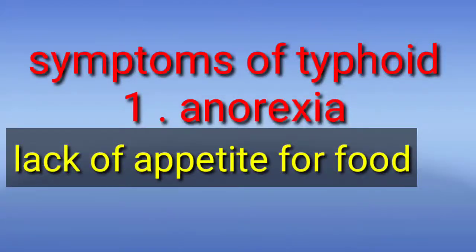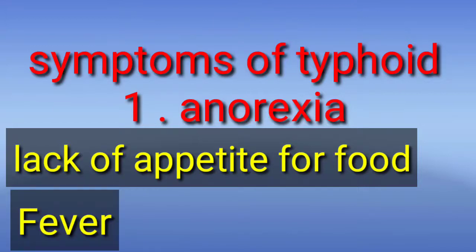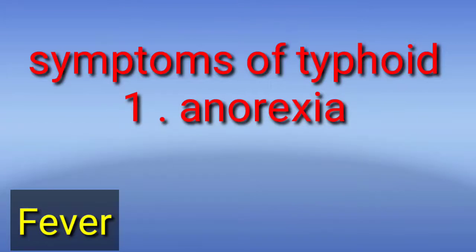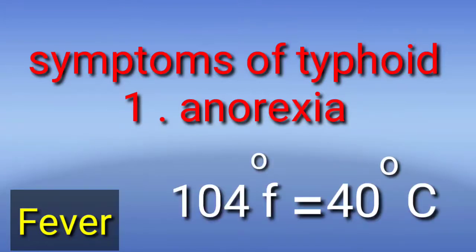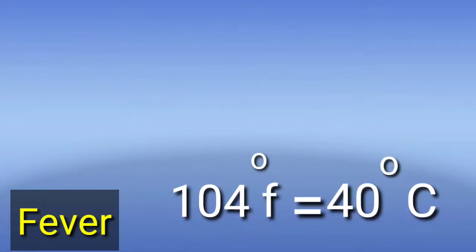Dear friends, again I am going to tell you the symptoms of typhoid. The first symptom is anorexia. एनोरेक्सिया का मतलब ये होता है हमें भूख नहीं लगती. Anorexia means lack of appetite for food. One more symptom is fever up to 104 degree Fahrenheit. मीन्स 104 डिग्री फ़ारेनहाइट जो है it is equivalent to 40 degree Celsius. Actually, the normal temperature of the human body is equal to 37 degree Fahrenheit.